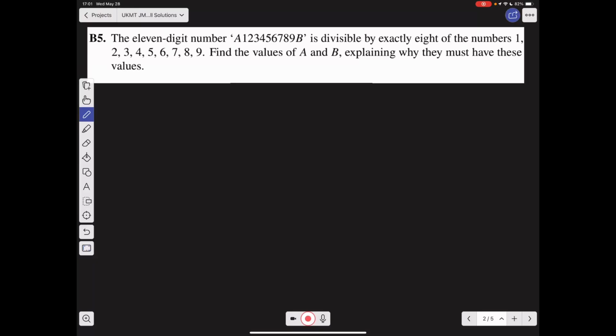Problem B5. The 11-digit number, as shown, is divisible by exactly 8 of the numbers 1, 2, 3, 4, 5, 6, 7, 8, 9. Find the values of A and B, explaining why they must have these values. So the number is A, 1, 2, 3, 4, 5, 6, 7, 8, 9, B.